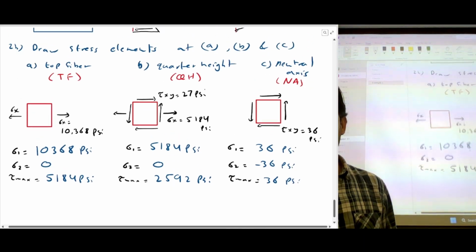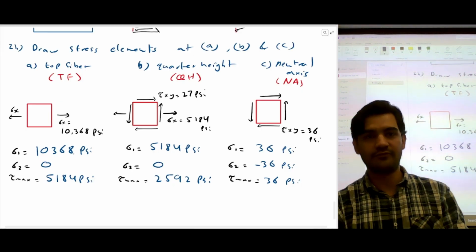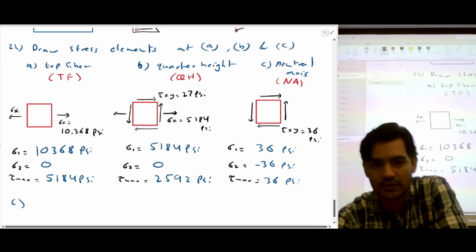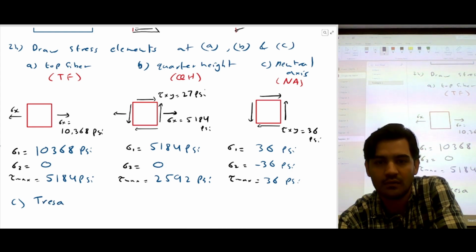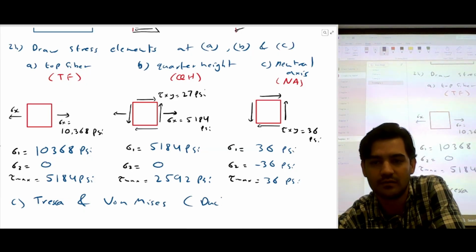So we have the stresses now. So now what we can do is we can figure out failure. So we can use Tresca and we can use von Mises because it's a ductile material.